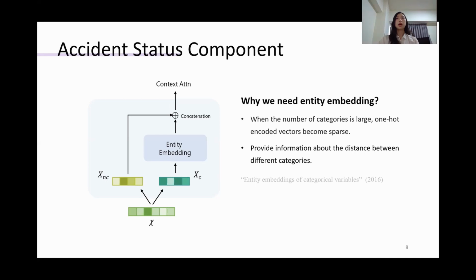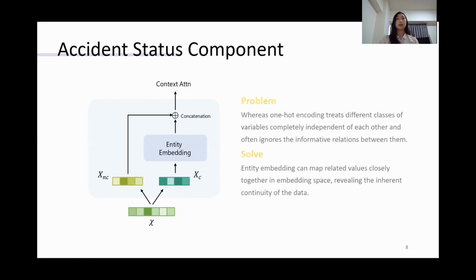When we use one-hot encoding directly when processing categorical data, the transformed vector may be quite sparse. In addition, one-hot encoding cannot express the degree of association between categories very well. Entity embedding can map related values closely together in embedding space, revealing the inherent continuity of the data.